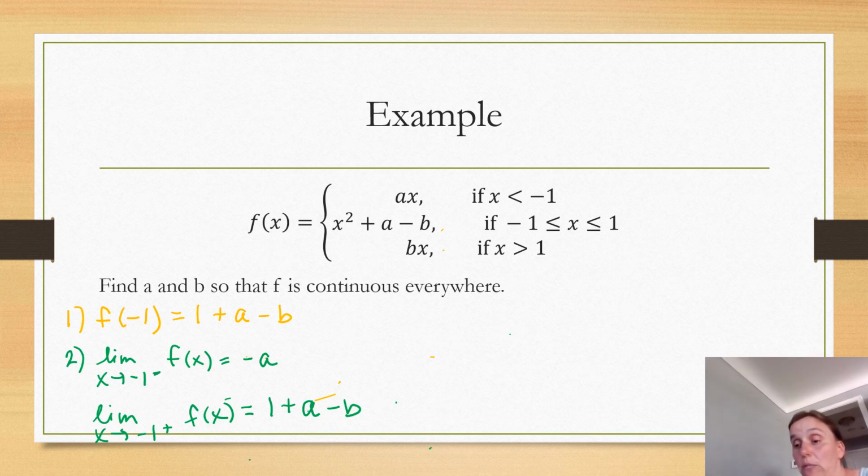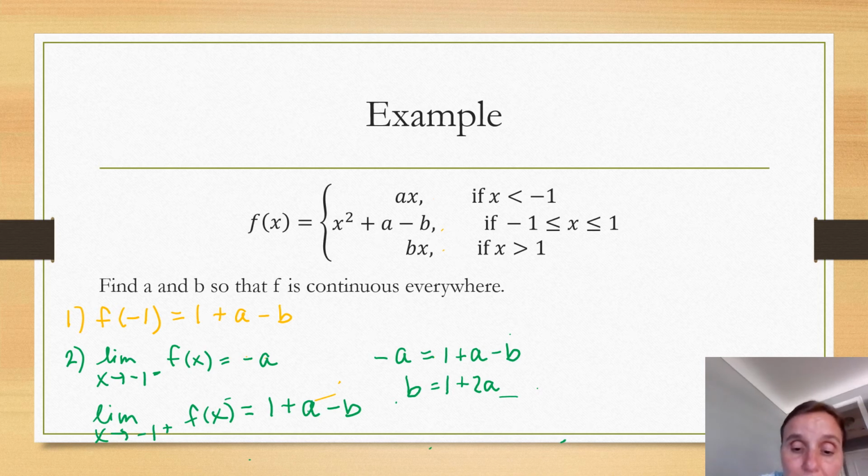Those two things have to be equal to each other in order for that limit to exist, so I'm going to go ahead and set those things equal to each other. So negative a has to equal 1 plus a minus b. And I don't know how to mess with this, but I still am going to have a's and b's in it, right? So I could add a to both sides. So I'm going to add b to both sides and add a to both sides. So b is equal to 1 plus 2a. And at that point, I'm kind of done. Like, that's all that gives me.